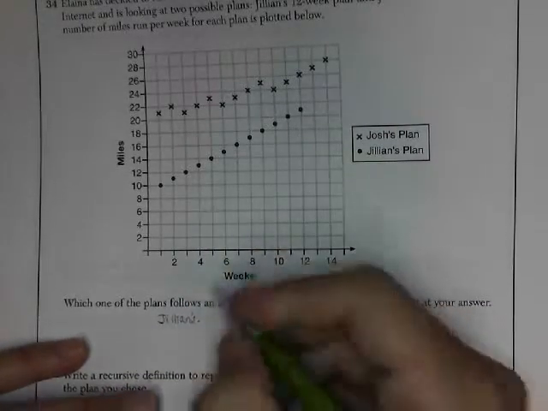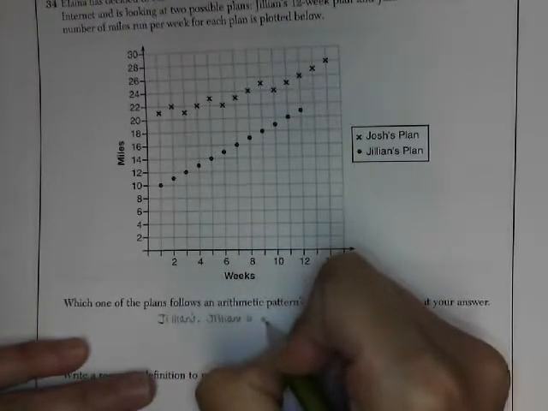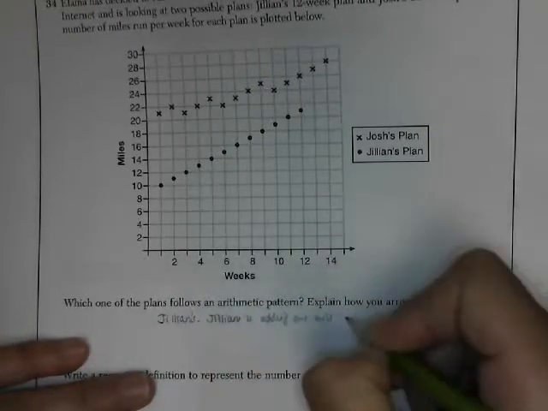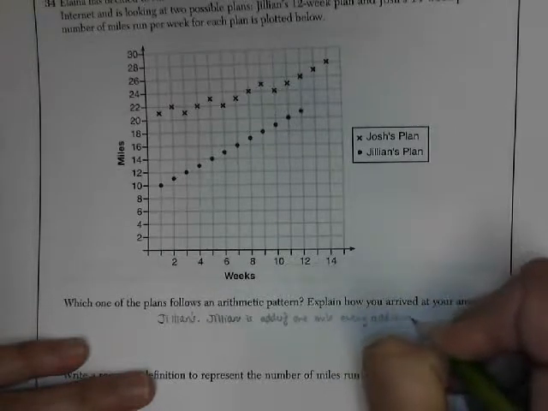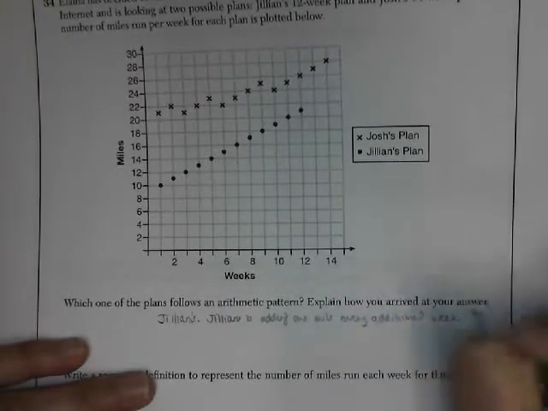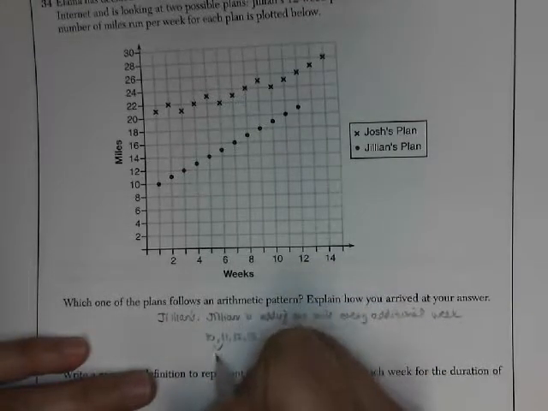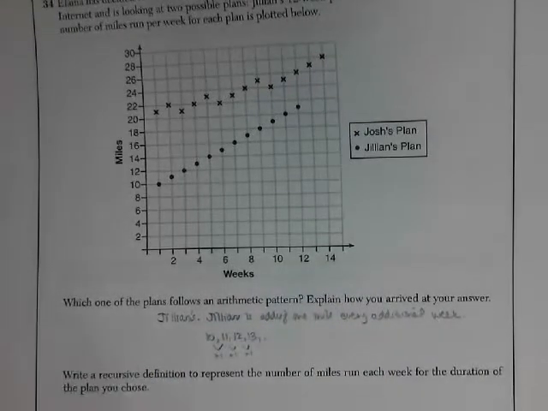Explain how you arrived at your answer. Jillian is adding 1 mile every additional week. Adding 1, adding 1, adding 1. If you wanted to, you could even say 10 miles, 11, 12, 13. This is her sequence. This is how it's going. And that's plus 1, plus 1, plus 1. But that sentence should be enough.